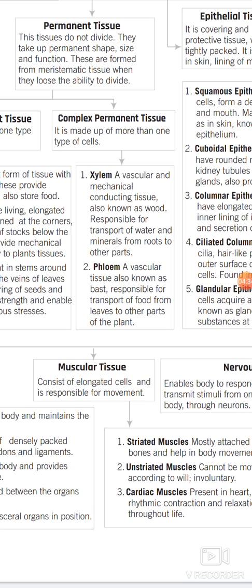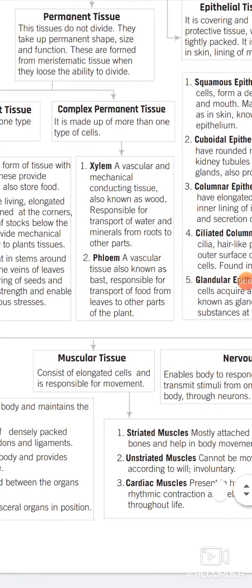Once the food is prepared inside the leaf, how is that food transported to each and every part of the plant? Through phloem. So what is phloem? A vascular tissue also known as bast, responsible for transport of food from leaves to other parts of the plant. Of course you all know that the leaf is known as the kitchen of the plant, but how is that food transported to each and every part of the plant?